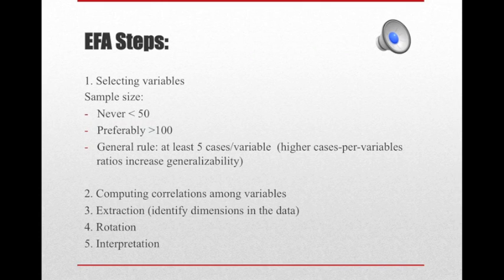The next step is extracting or identifying the dimensions in the data. In other words, identifying the groups of similar items or the factor structure. Fourth step is the factor rotation, which consists of a series of computation procedures aiming to optimize the factor solution, and finally the interpretation of the factor solution.